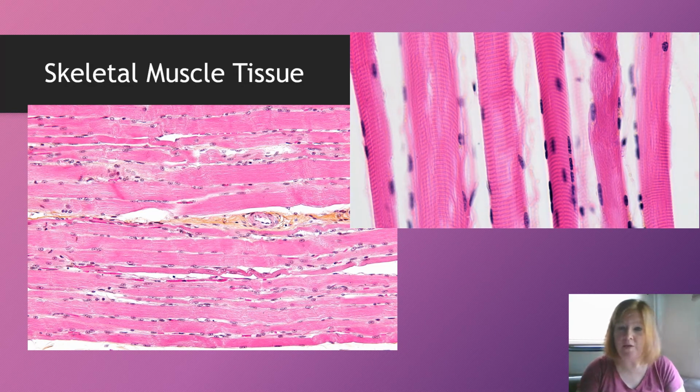Here's what it looks like. You could see the striations or stripes, and you could see the large collections of nuclei.